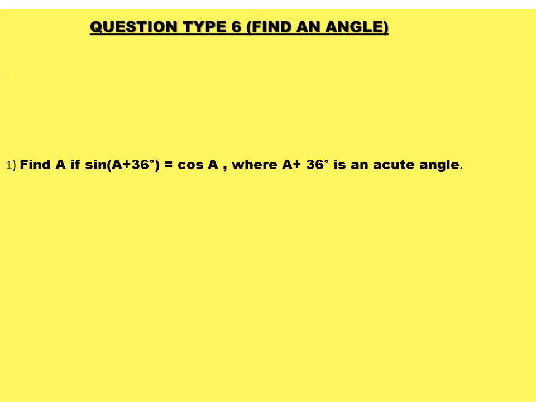Type 6 says find an angle. An angle means you have to find just a single angle. An equation is given to you in the form of a single variable, right? So find A if sine of A plus 36 degrees is equal to cos A, where A plus 36 degrees is an acute angle. So how are you going to do this?